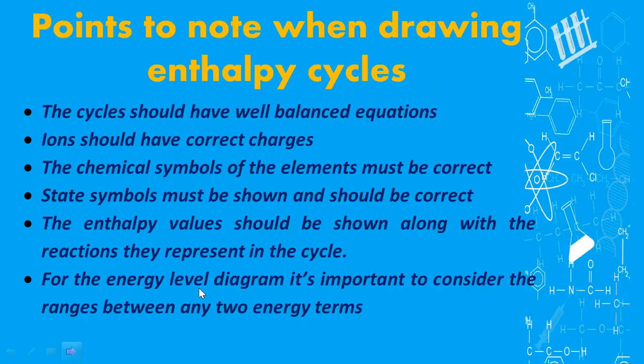Which points should we note when drawing Born-Haber cycles or enthalpy diagrams? Samantha, which points should we note? This is where you go wrong. The cycles should have well-balanced equations. So although these are enthalpy cycles, there are always equations written. Indirectly, there are chemical equations written, but within a cycle. So you should always have those equations well balanced. If the cycle has a lot of equations, but only one is not balanced, then the whole equation becomes wrong.